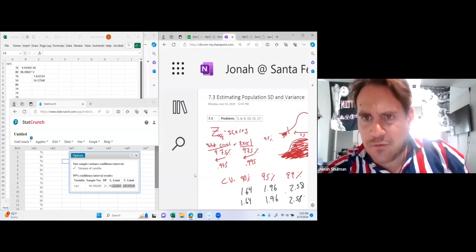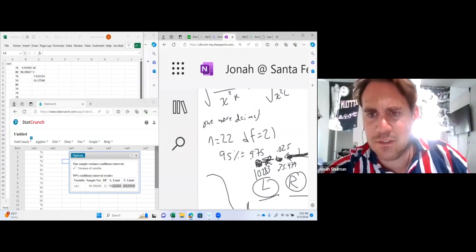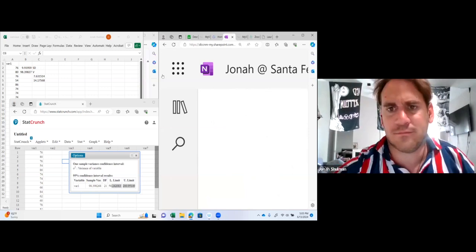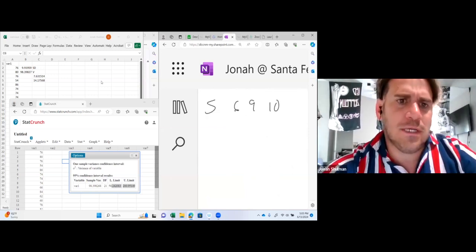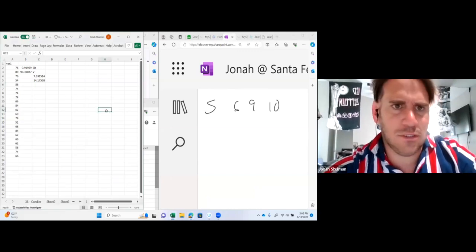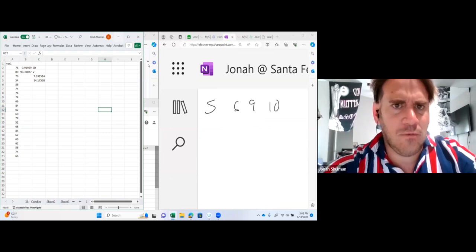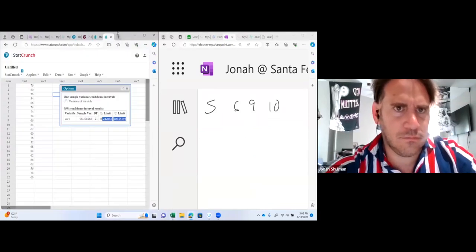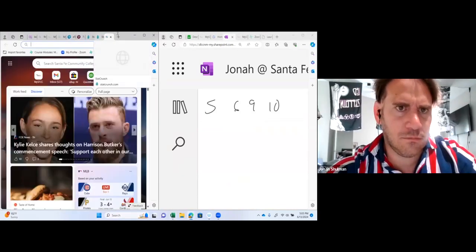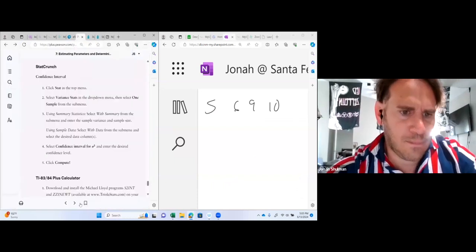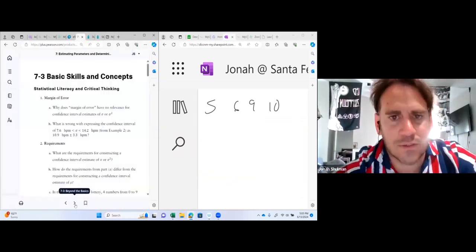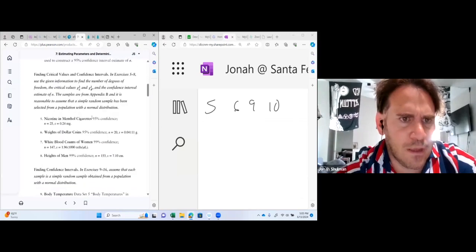All right, so we have 5, 6, 9, 10, 15, 17. These are going to be so nice and easy. I'm going to just use StatCrunch. It does everything. The format is a little wonky. And we're good to go. That's nice. All right, so number 5. Find the critical values and the confidence interval, the left and the right.